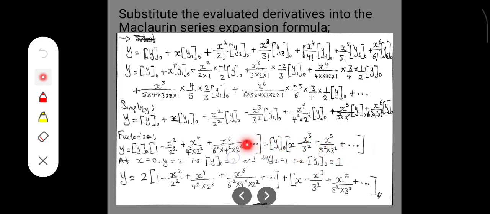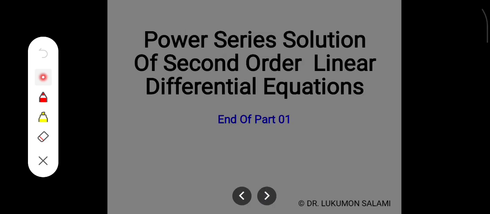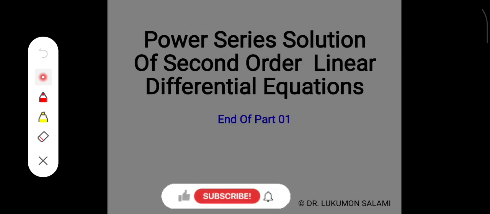Now I just replace this outer factor y of 0 with 2, and this y subscript 1 of 0 with 1. And you know, 1 multiplied by anything is that thing, so I don't need to write out the 1 anymore. And that will be the end of our power series solution of the second order linear differential equation.